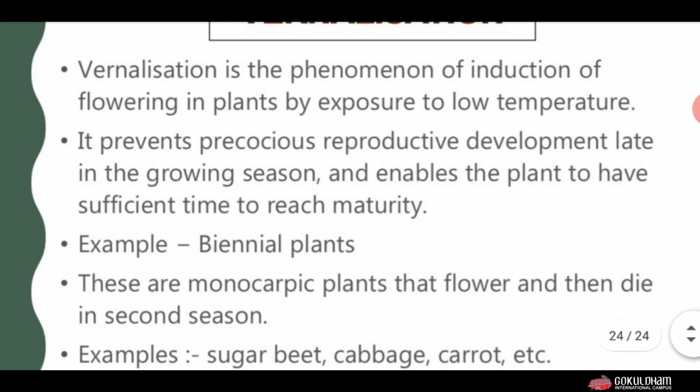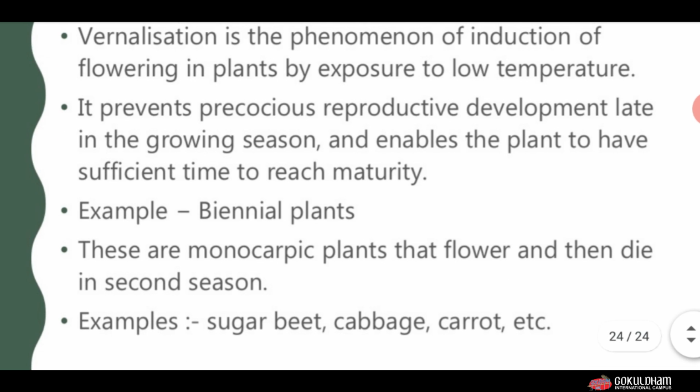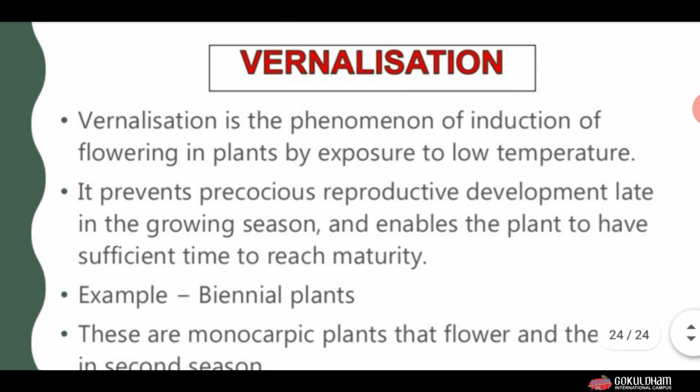It prevents precocious reproductive development late in the growing season and enables the plant to have sufficient time to reach maturity. Example is biennial plants. These are monocarpic plants that flower and then die in a second season. Examples are sugar beet, cabbage and carrot. So in simple terms, we can say that vernalization is the process or phenomenon in which we induce flowering in a plant by exposing it to low temperature.